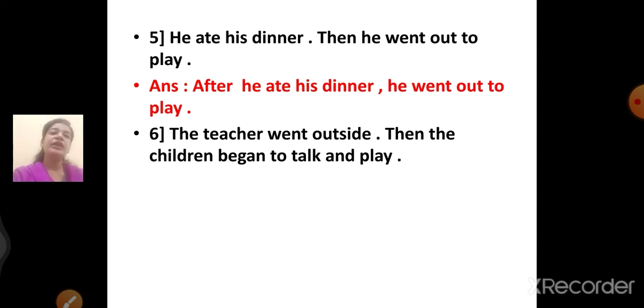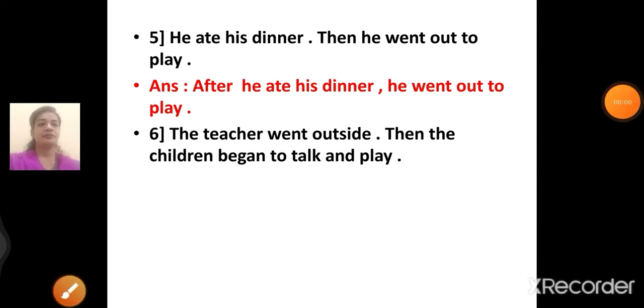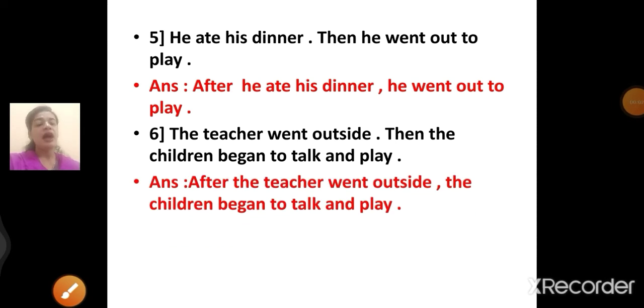See the sixth one? The teacher went outside, then the children began to talk and play. After the teacher went outside, the children began to talk and play. Let's see the answer. After the teacher went outside, the children began to talk and play.